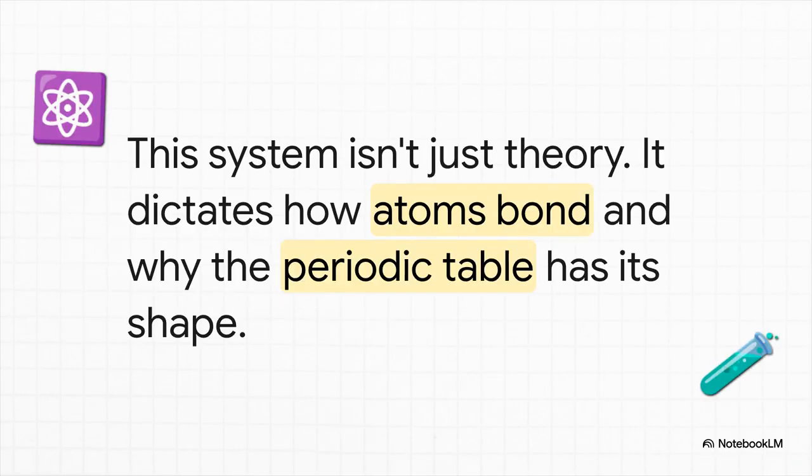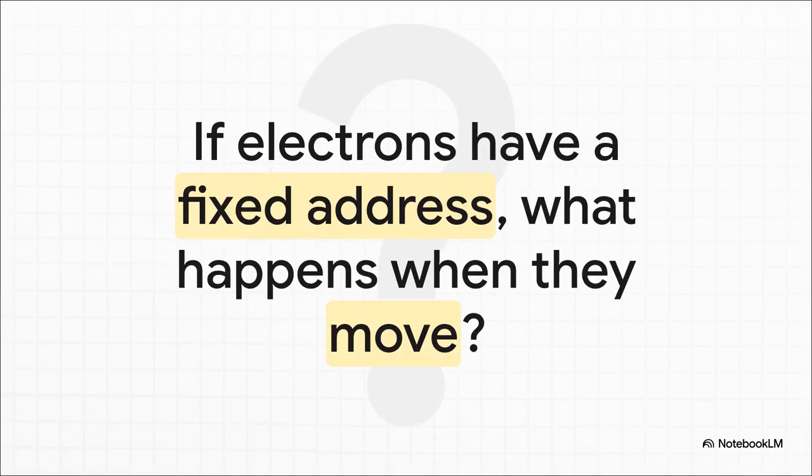And here is the real reason this all matters. This whole address system isn't just some abstract theory for physicists. It is the fundamental rulebook for all of chemistry. These numbers and their rules dictate exactly how atoms can bond together, what kinds of molecules can exist, and they are the deep underlying reason why the periodic table has that iconic shape we all recognize. It's an unbelievably powerful and elegant idea, right?